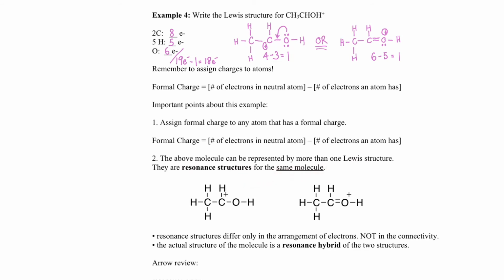Resonance structures differ only in the arrangement of electrons, not in the connectivity. And the actual structure of the molecule is a resonance hybrid of the two structures that are drawn. So what does all of that mean? Okay, whenever we have resonance structures in OChem, we will represent them a certain way.